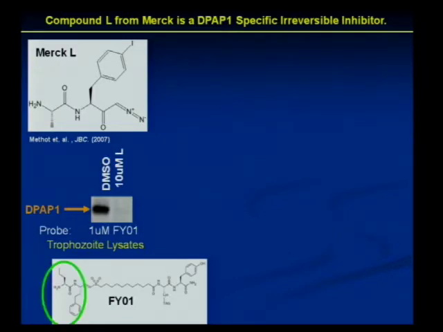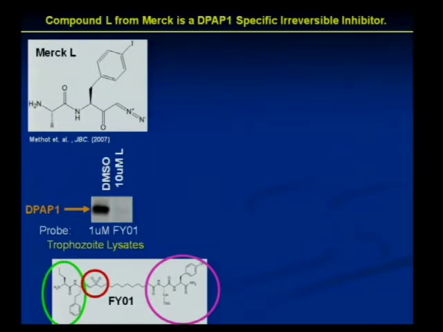It is composed of a peptidic region which will target the probe to a specific protease, a warhead which will be covalently attached to the catalytic cysteine of a cysteine protease, and then through a linker we attach a tag, in this case a fluorescent tag, so we can actually visualize in a gel-based assay the activity of DPAP1. And this compound we got from David Percival at Merck, developed as a cathepsin C inhibitor, turned out to be a really specific inhibitor in the parasites for DPAP1. It's a covalent inhibitor with a diazomethylketone warhead.